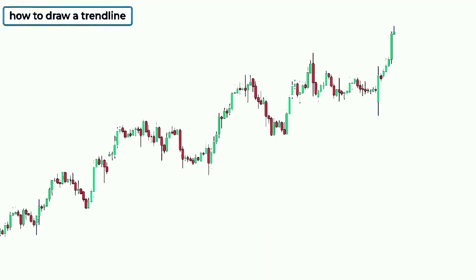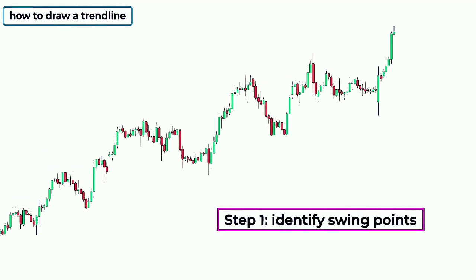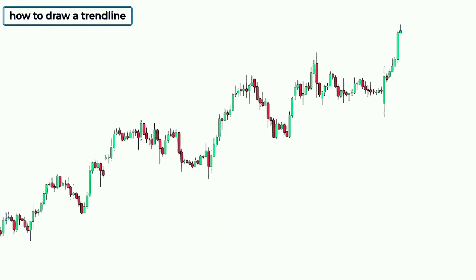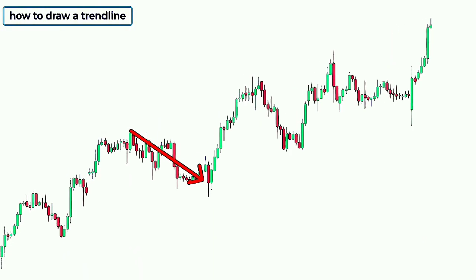To draw a trend line, we first need to identify something called swing points in the price. A swing point is when price moves into an area and then moves away from it. For example, here we can see that price went down and then reverses back up. Now, this lowest point before the price moves away is called a swing low. Our job is to find as many of these swing points as possible on the chart.